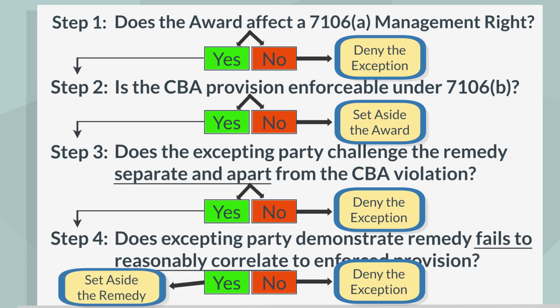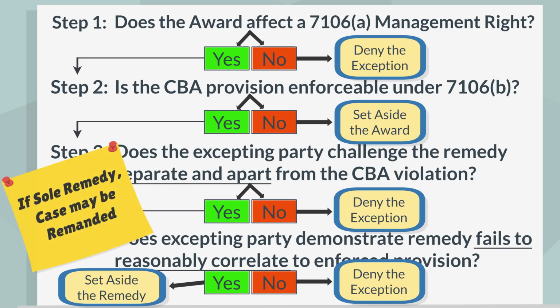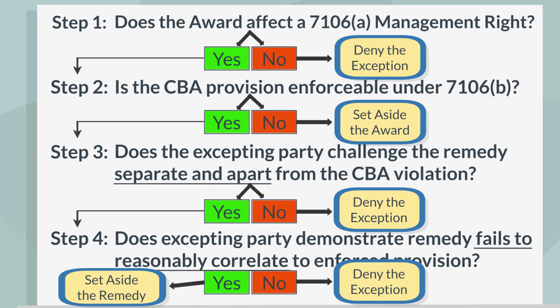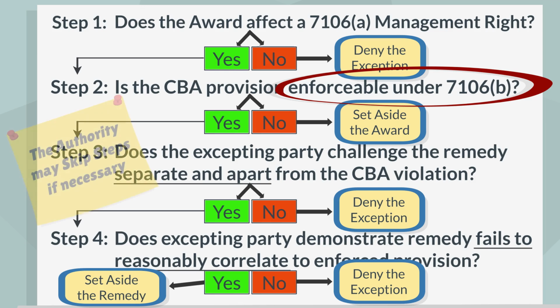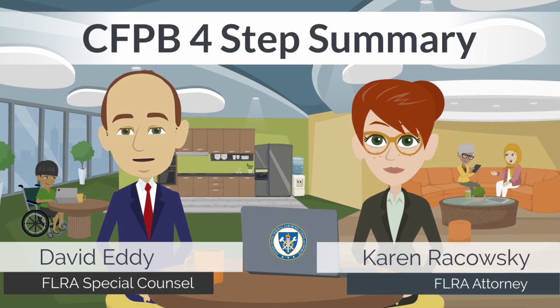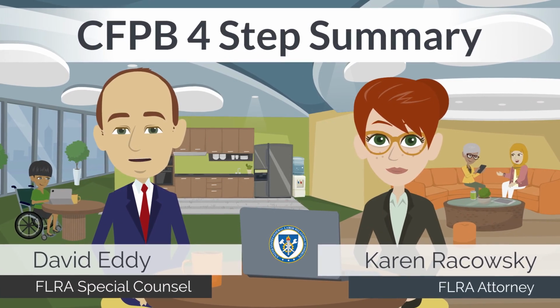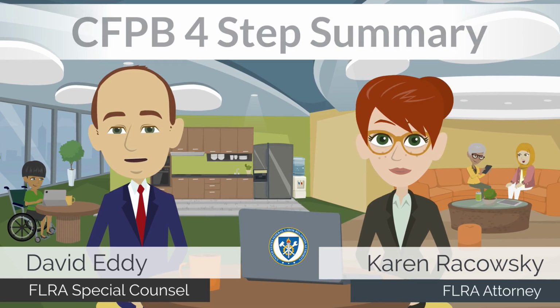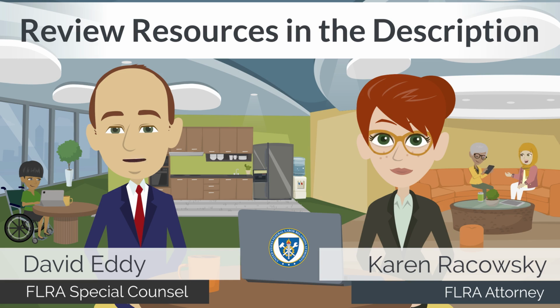And if it's the sole remedy for the contract violation, we may remand the case so the arbitrator can provide a different remedy. The authority may not apply all of these steps in every case. For example, if it is clear that the contract provision is enforceable under 7106(b), then the authority may skip step 1 and go straight to step 2. What the authority does will depend on the particular arguments and circumstances presented in each case. As the authority issues decisions applying the CFPB test, parties will get a greater understanding of how the test applies. We recommend parties read those decisions and the CFPB decision itself.